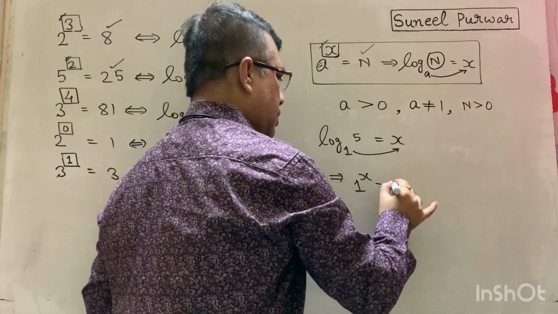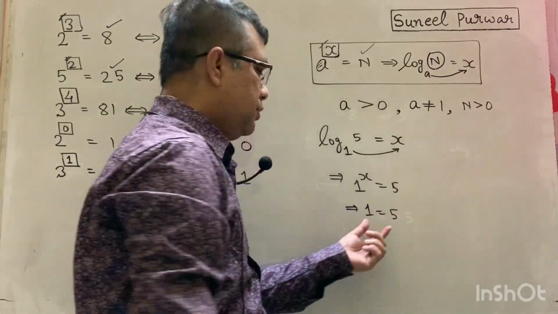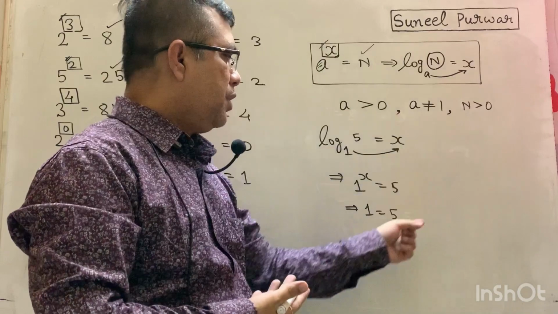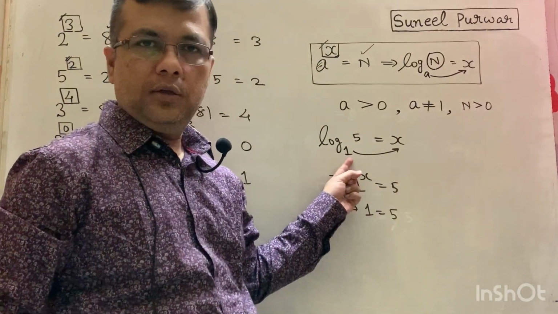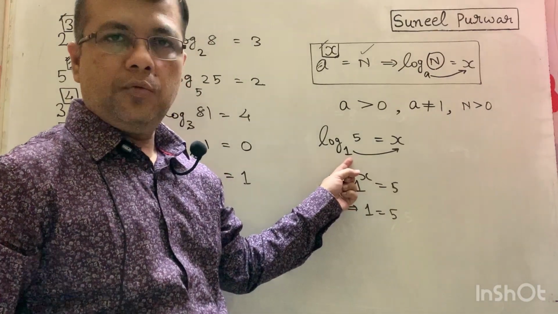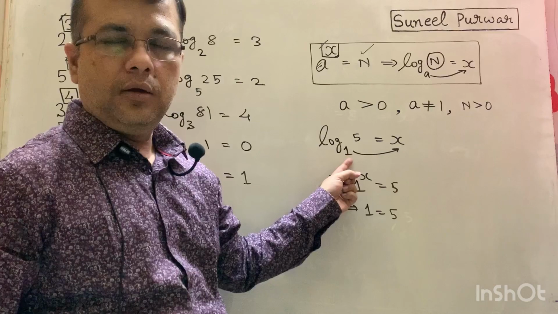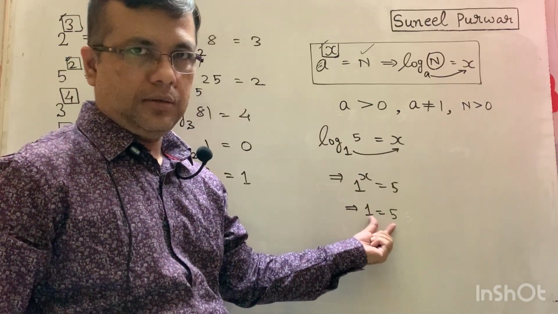That means 1 equal to 5. Is it true? No, it's absurd. 1 is not equal to 5. That means why is this absurdness occurring? Because you tried to take logarithm at base 1. So I hope you must have understood why you cannot find logarithm at the base 1, because if you try to find logarithm at base 1, you will get mathematically absurd things there.